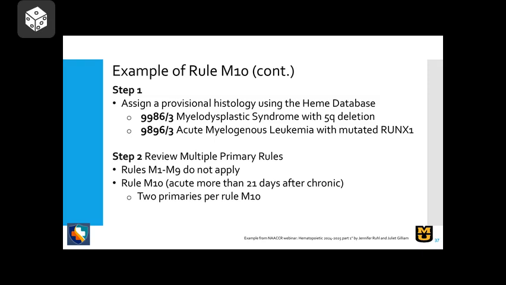Step 2. Review the multiple primary rules. Rules M1 to M9 do not apply. Rule M10. Acute more than 21 days after chronic. This is 2 primaries per Rule M10.